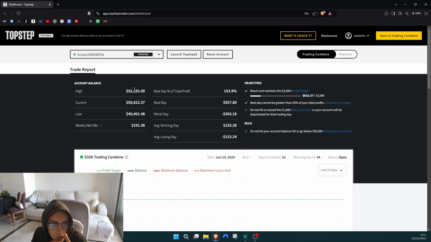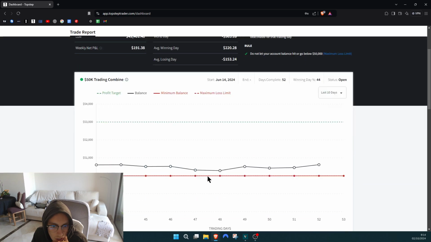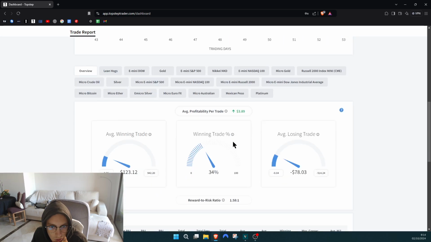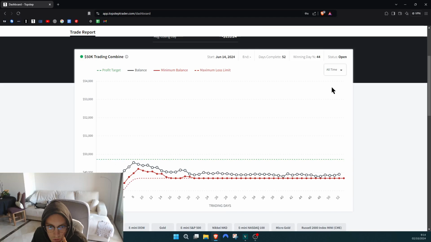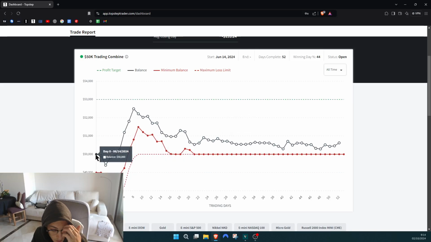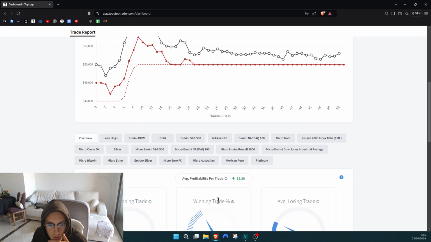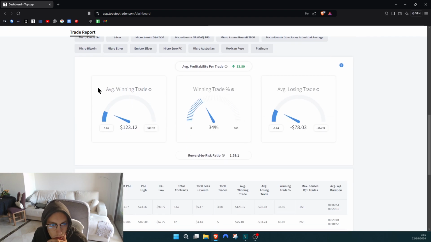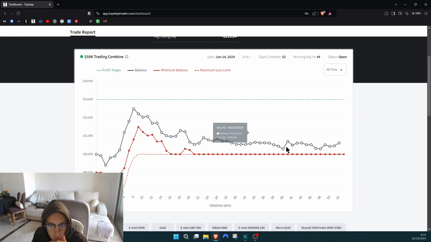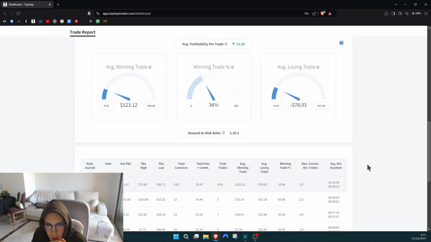So I was 500 away from passing the account, and then I dropped all the way down. It kind of looks like this for, how do I change that to all time? I've had this account since the 14th of June, July, August, and now I'm trying to bring it up again. I had a really good start, and then I just tweaked. I've been at it 52 trading days, it's been forever. These are my stats, but I traded different setups, and since last week I started doing these market maker models, and I'm just going to stick with it all the way through.